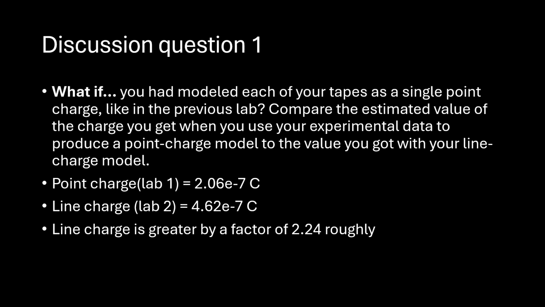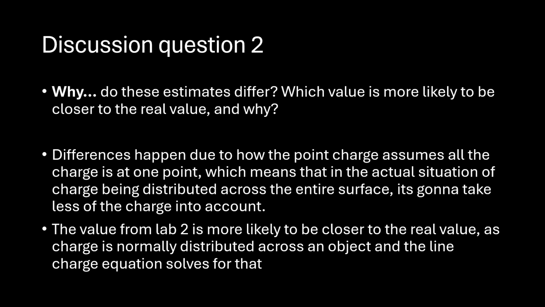Discussion question 1: what if we model each tape as a single point charge? Then the estimated charge is 2.06 times 10 to the negative 7 C. With the line charge model, it's 4.63 times 10 to the negative 7 C, more than twice as large. The difference happens because a point charge concentrates all the charge in one spot, which gives a stronger field, so less total charge is needed to produce the observed force. The line charge model spreads the charge out, so more total charge is needed. Sorry for stuttering. I have to rush a little bit.